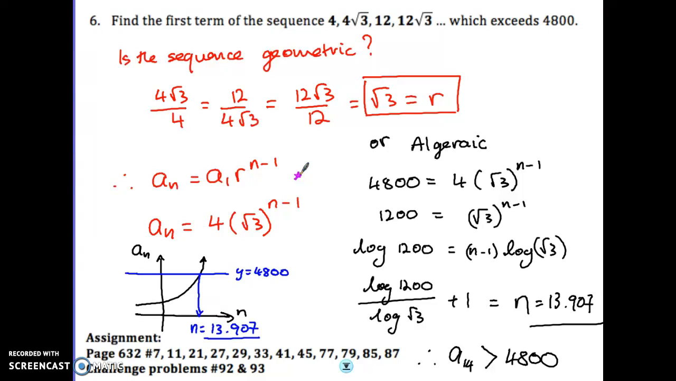As far as your assignment goes, there are a couple of extra challenge problems in the note set. Please make sure that you go ahead and finish those. And then the assignment from the textbook is listed here and at the bottom of your note sheet as well.